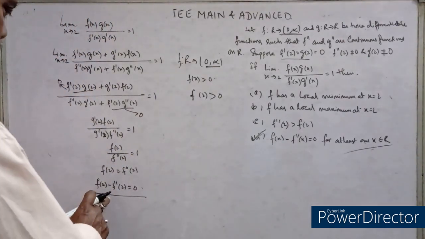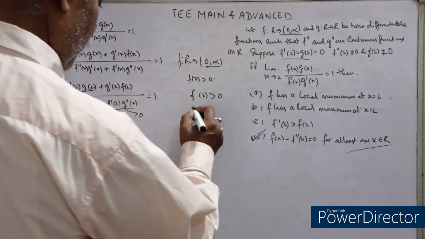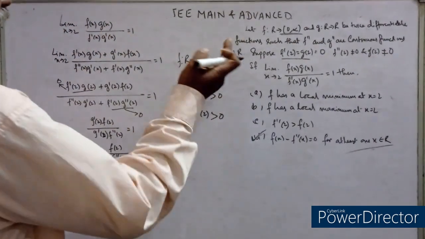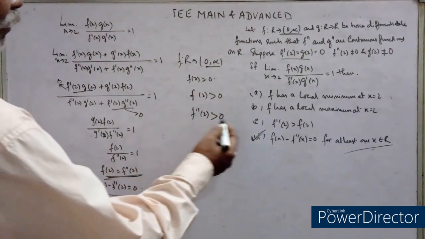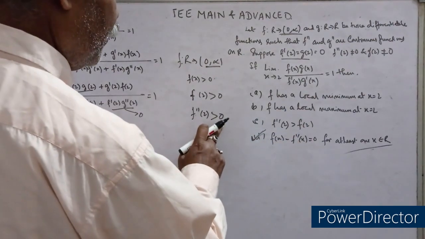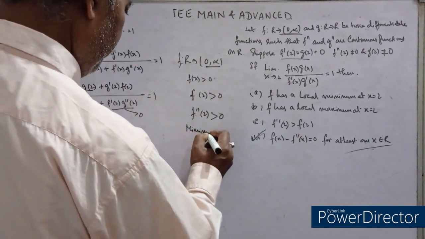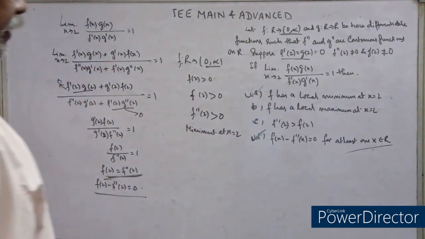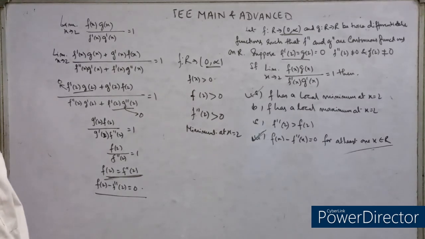Since f2 is greater than 0, and f2 is equal to f double dash 2, so f double dash 2 is greater than 0, because your codomain is greater than 0. So greater than 0, that means it is the minimum. So it is minimum at x is equal to 2. So your first option is correct. So here your two options are correct. So this is how we solve such type of questions.